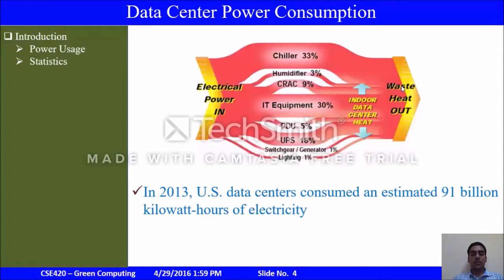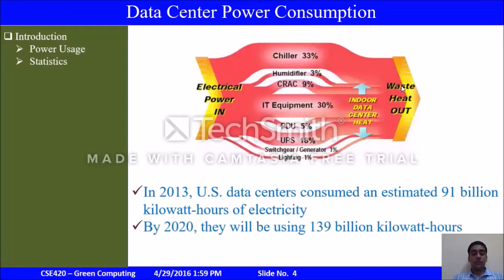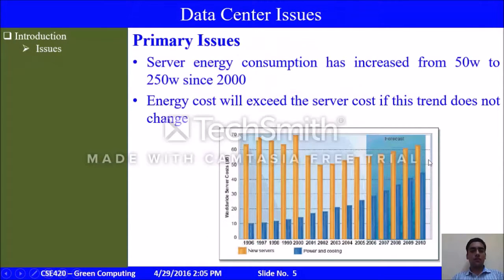In 2013, US data centers consumed an estimated 91 billion kilowatt hours of electricity, which is a lot of energy. By 2020, it is expected to rise to 139 billion kilowatt hours. The primary issues faced by current data centers are that the server energy consumption has continuously increased from 50 watt per hour to 250 watt per hour since 2000. If it continues in this way, the energy cost will exceed the server cost if this trend does not change.